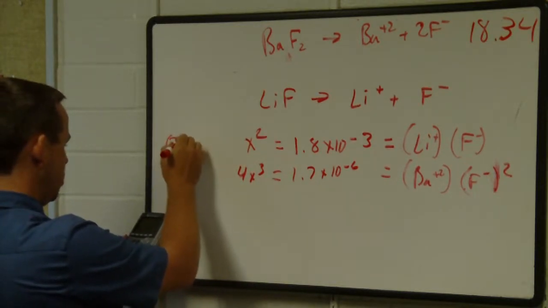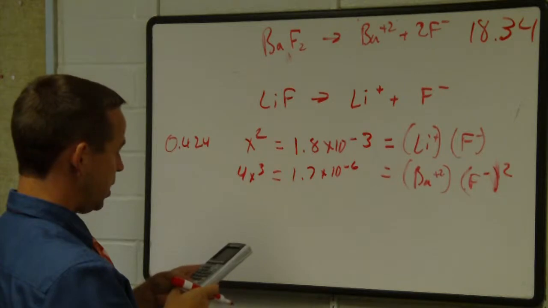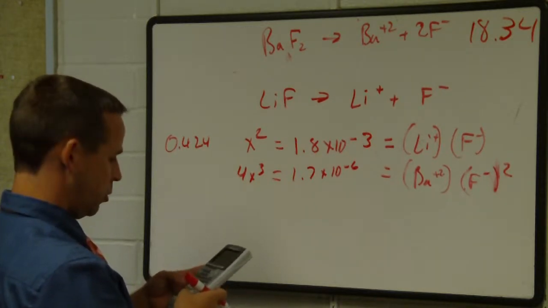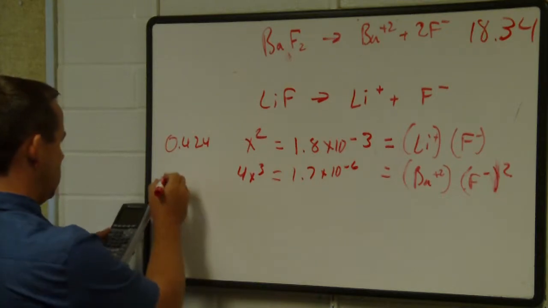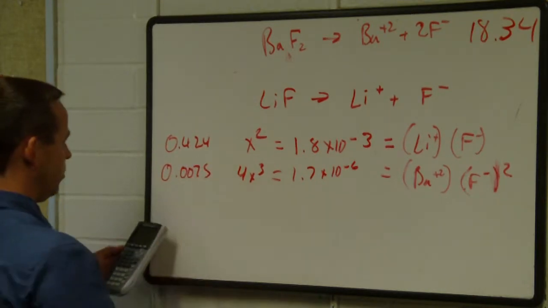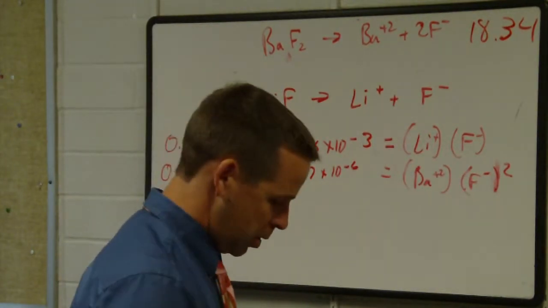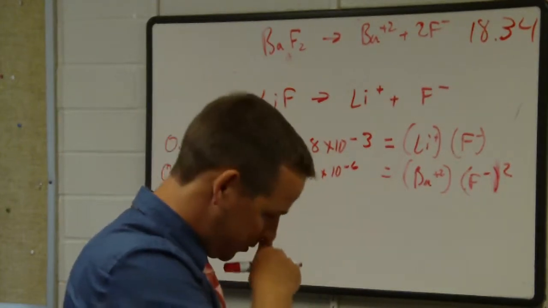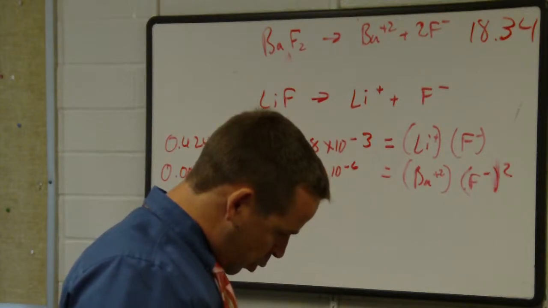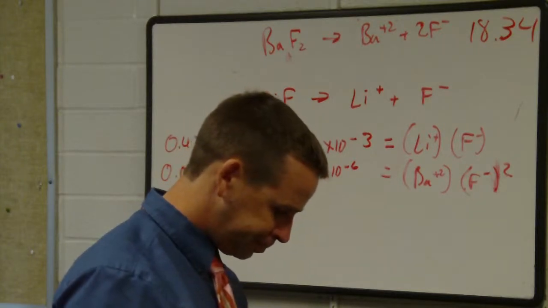This molar solubility is 0.424. This one here, 1.7 times 10 to the minus 6, divided by 4, and then take the cube root of that, 0.0075. All right. So then that would suggest that the lithium fluoride is more soluble, which is right. Okay.